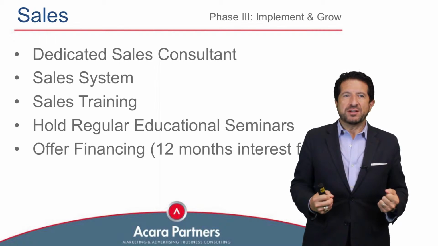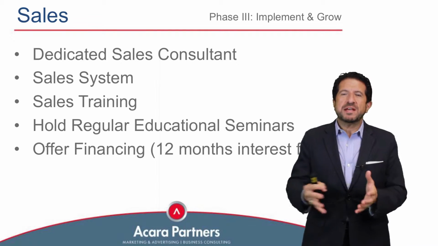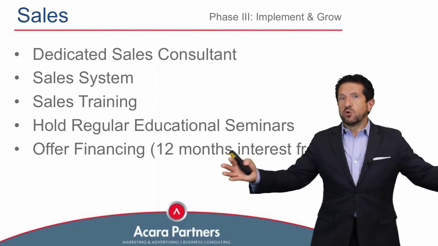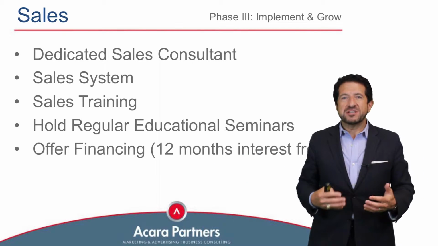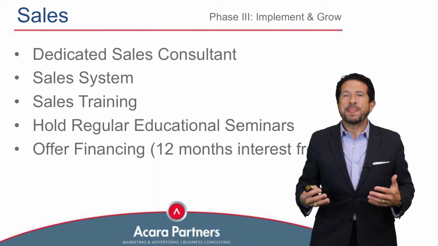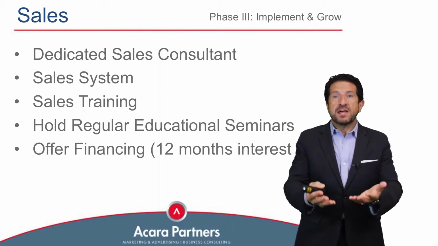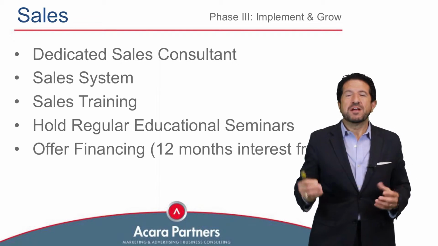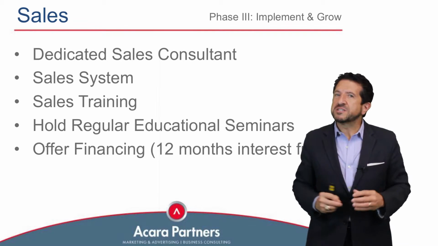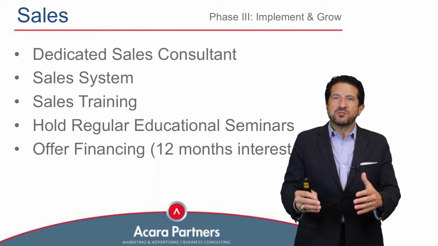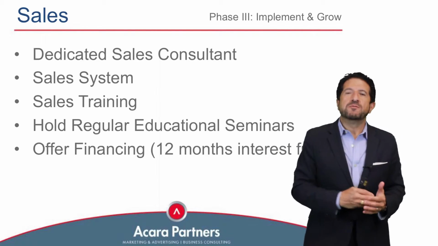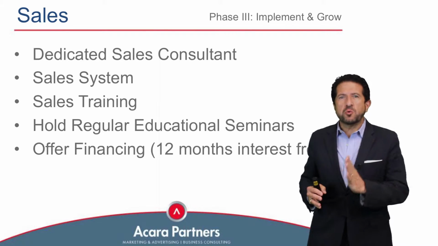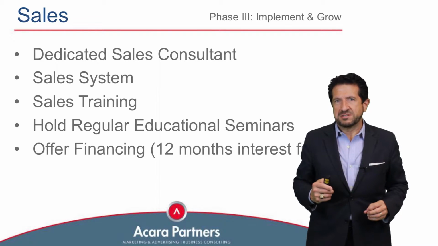Talking about sales, this is a must-do section of your action plan. You need to have a dedicated sales consultant. You need to have a system in place. You need to have sales training in place. You need to hold regular educational seminars. It's like a group consultation. Everybody comes in and participates in an educational seminar as a group, get to ask questions as a group, get a past client to do a live testimonial. It can be very effective. Have event-only specials that they must book a consultation within 2 weeks in order to take advantage of those specials. Also, make sure you offer financing. 0% 12-month is what we typically see works best.